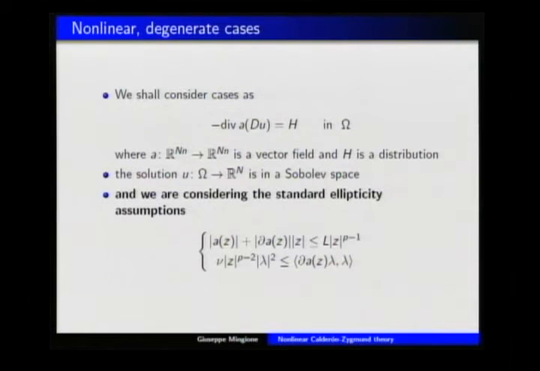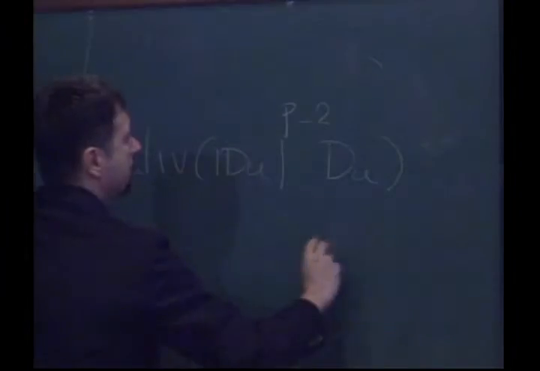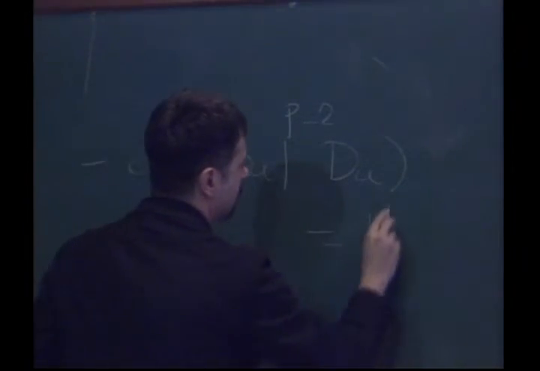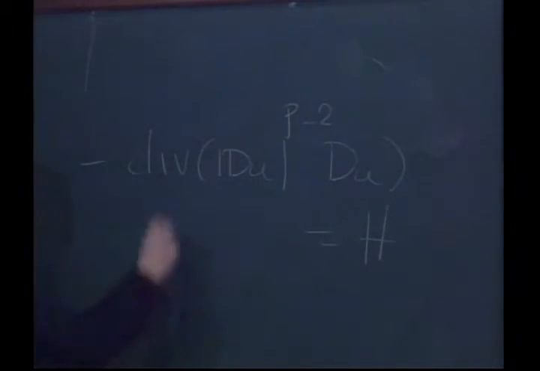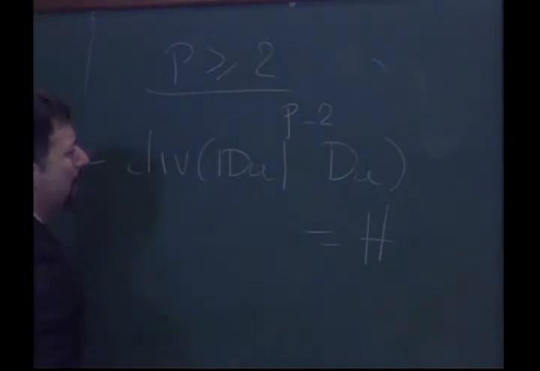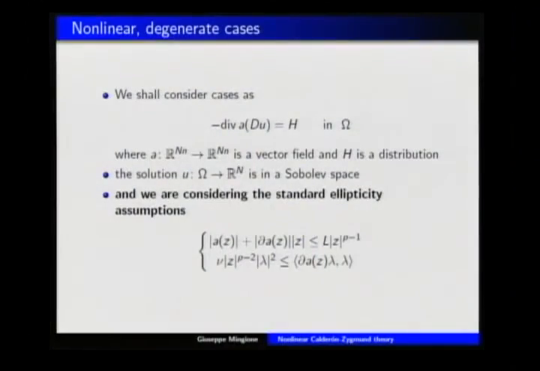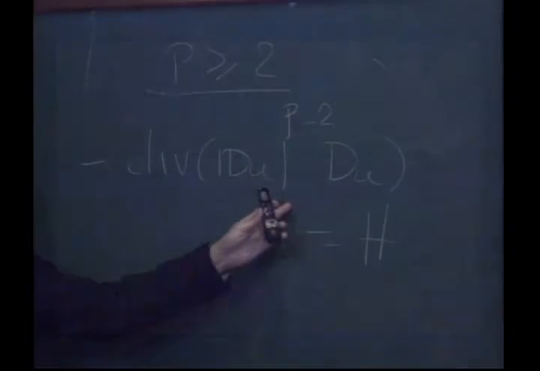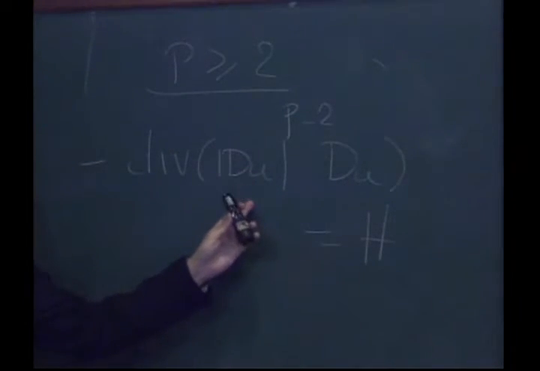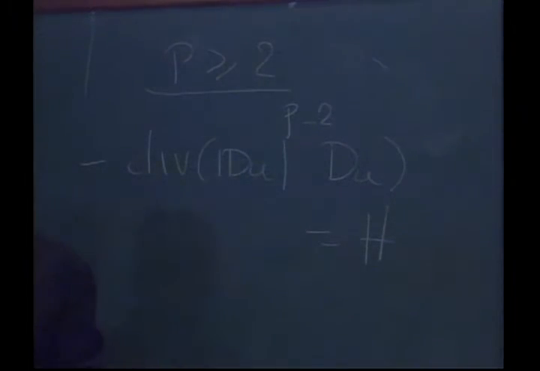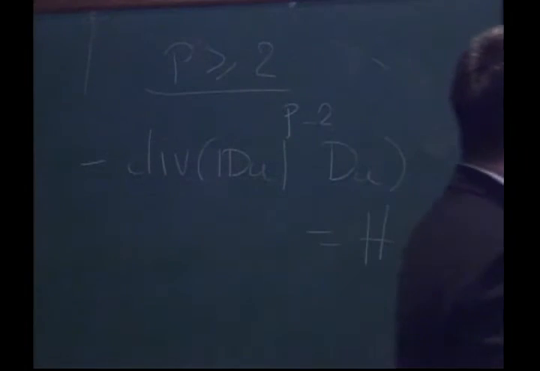Usually I will consider these assumptions. These assumptions are classical after Lieberman, Ladyzhenskaya and Ural'tseva, and are suggested by the analysis of the so-called p-Laplacian operator. The p-Laplacian operator is the following one. So you take Du, and this is the p-Laplacian operator, and this is the equation you are going to consider. If you consider the case p larger or equal than 2, and I will mostly reduce to this case just for simplicity, otherwise we have to distinguish cases, but I just want to give a flavor of the basic ideas. This coincides with the Laplacian when p is equal to 2, and when p is larger than 2, this operator becomes degenerate when, for instance, Du approaches 0.